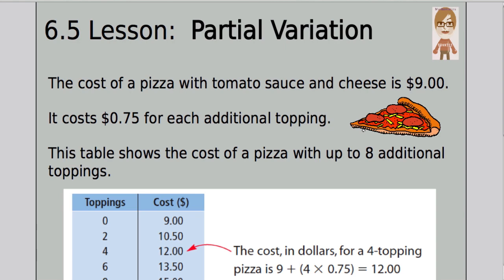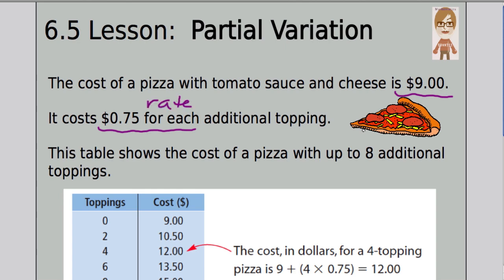Out of those two numbers, what I'd like you to ask yourself is which one sounds like a rate? I'm hoping you think that the 75 cents is the rate. This $9 is sort of new for us. The $9 is like a flat fee. That is where your line would start. So the cheapest pizza is $9. And then from there, the line would go up.